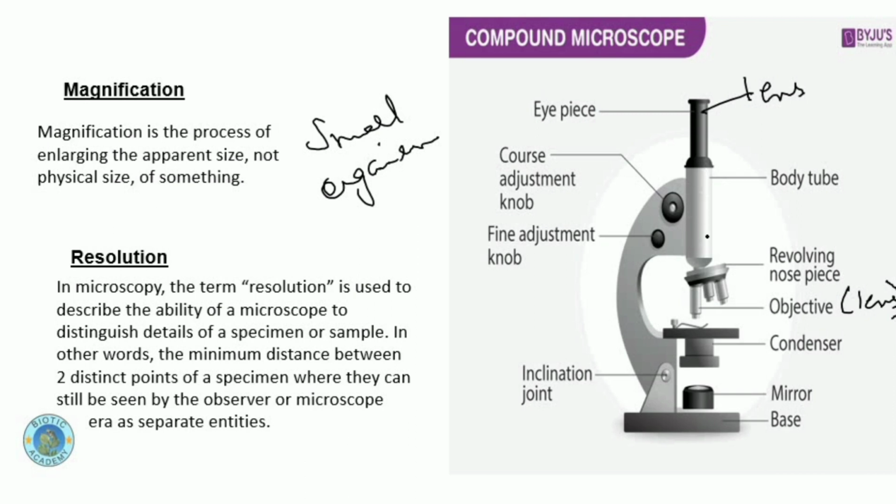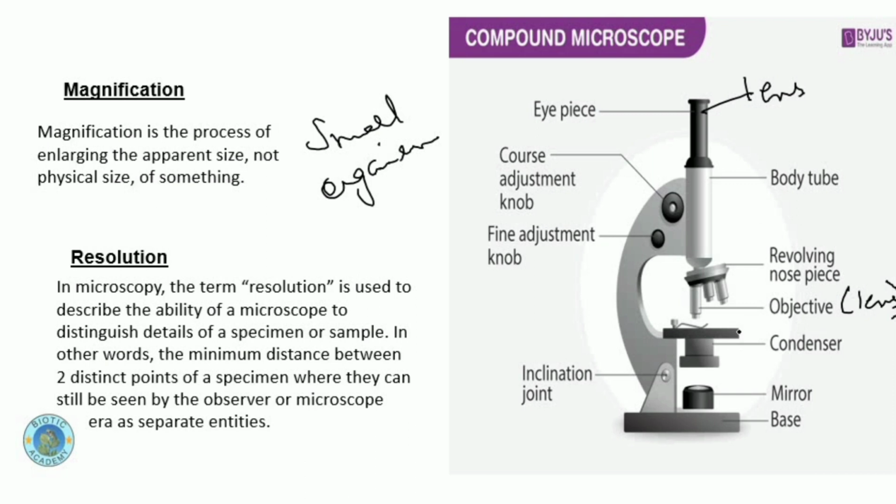This is the body tube where the image forms, and you can see there are three objective lenses over here. By rotating the objective lens according to the need of our vision, we can adjust the image of the organism accordingly. There are different magnification values, such as 5x, 4x, 100x, on the objective lenses present over there.